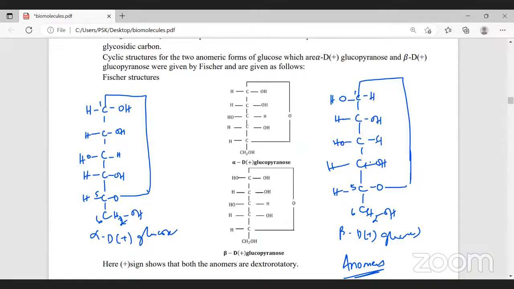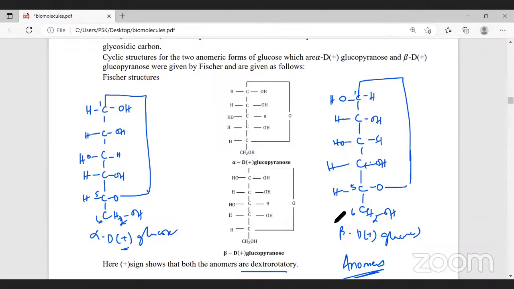Here, the plus sign shows that both the anomers are dextrorotatory. This plus sign indicates that both the molecules rotate the plane polarized light clockwise. Therefore, they are called dextrorotatory.